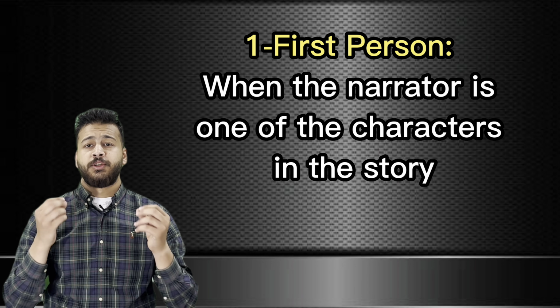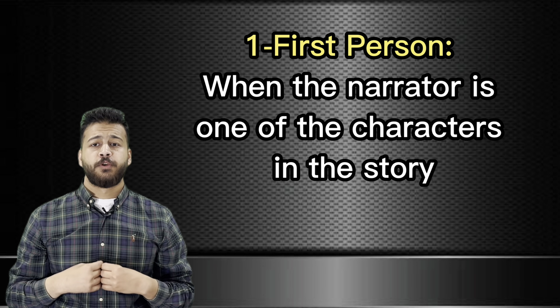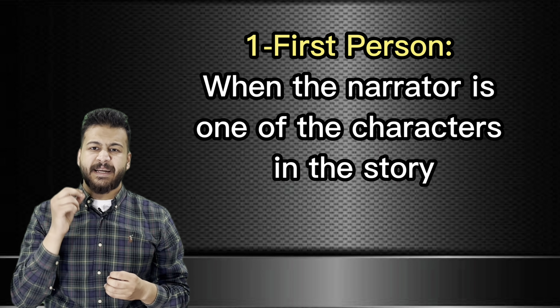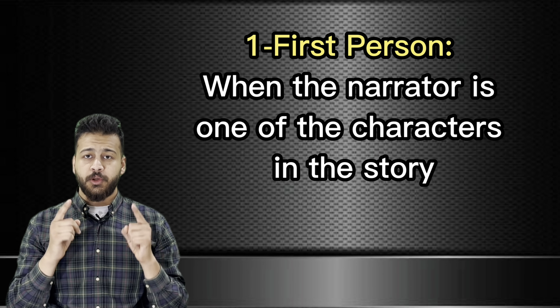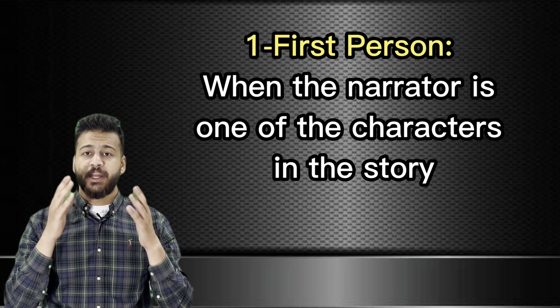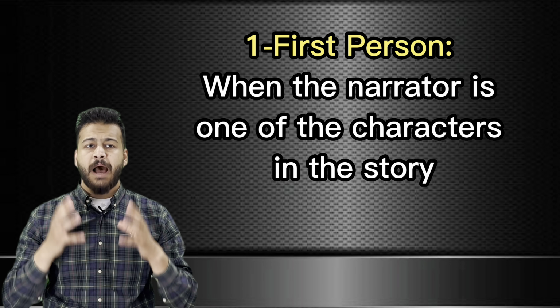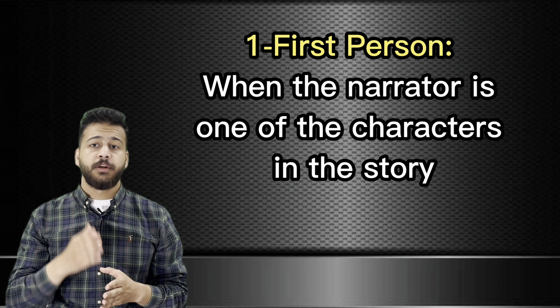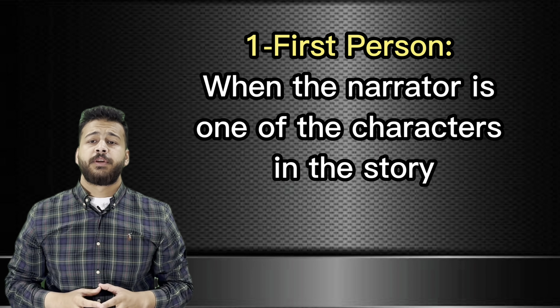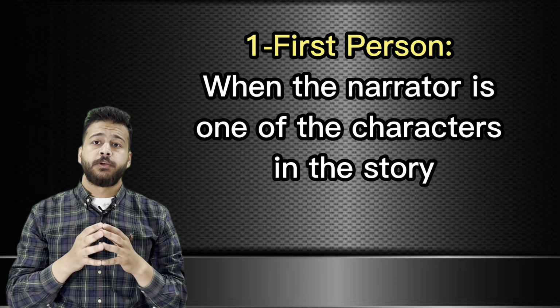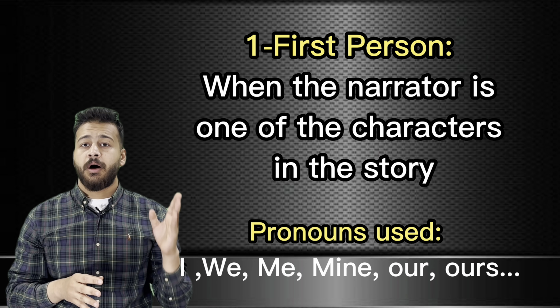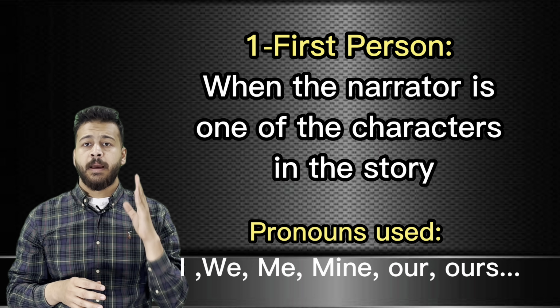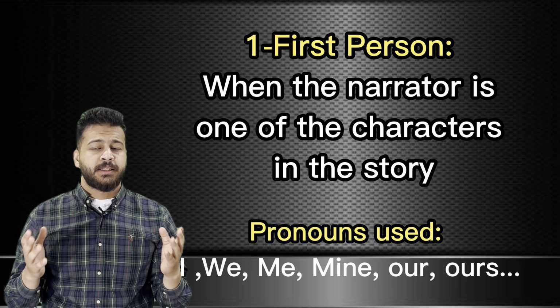Now, let's start with number 1, which is the first person. So when do we use first person? We use first person when the narrator is a character included in the story. For example, if you're writing a story about yourself and you are involved in the story, then you can use first person. How can we figure out that this story is written from the first person? You can figure this out from the pronouns used in the story. If the story is written in first person, then you'll find pronouns like I, we, me, my, mine, us, ours.